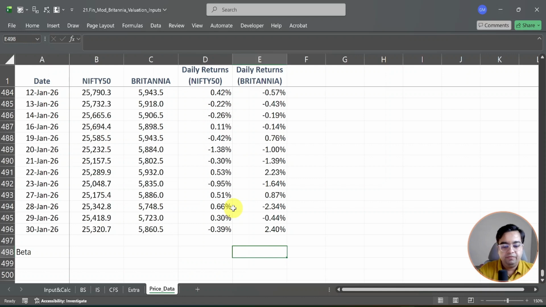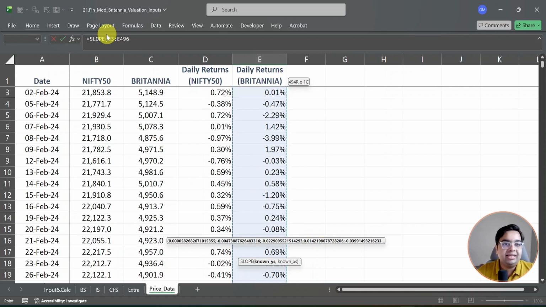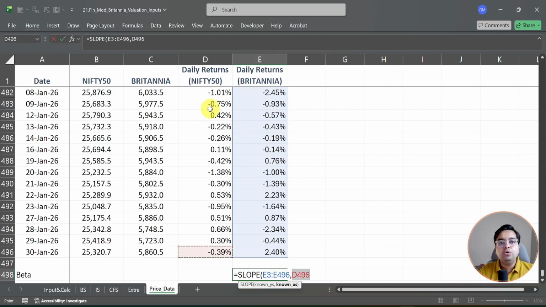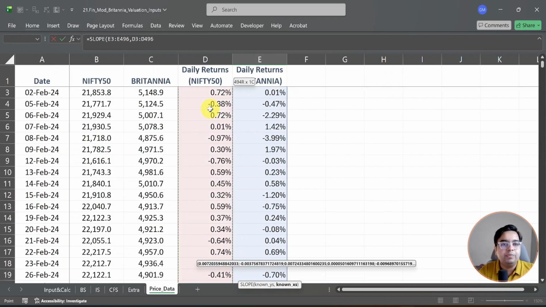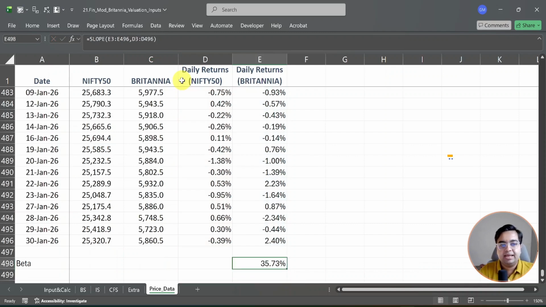Now to calculate the beta, we are going to use a function which is called SLOPE. So in slope, we are going to talk about known y's and known x's. In this case, the x is independent, which is Nifty 50. Y is dependent, which is Britannia. So known y is going to be the array for daily returns of Britannia, which is selecting E3 to E496, comma. What is known x? For known x, which is independent, is always going to be the Nifty 50 or the index return. So D3 to D496. I close this and I press enter.